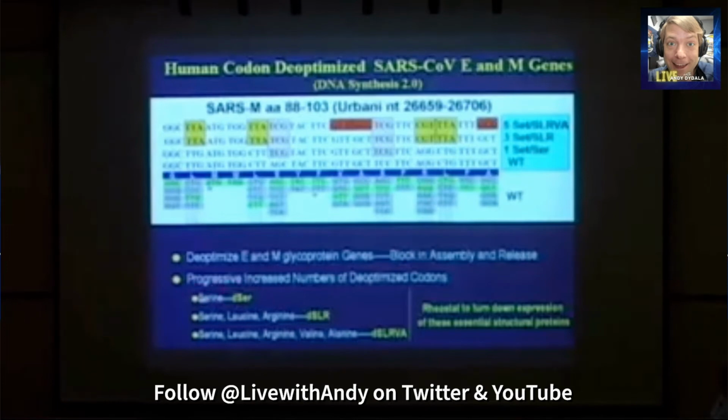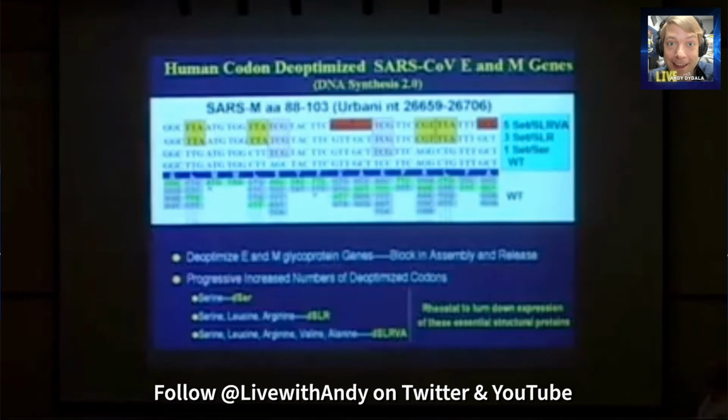So we started with serine to produce a D-SIR virus, serine leucine R gene to produce the SLR de-optimized strain, or a 5-set DSLR VA strain. Basically, the idea is you create a rheostat where you're increasing the number of de-optimized residues and turning down expression of the critical proteins needed for release.